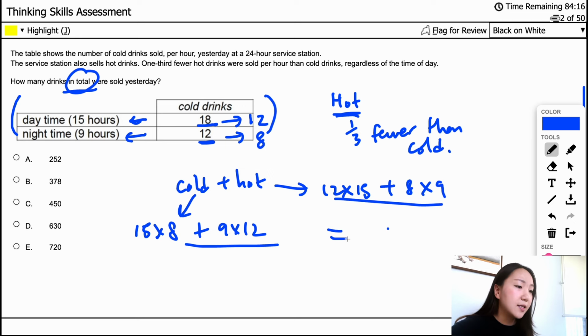I'm going to use a calculator. You guys can practice your mental maths, I'm sure. Plus 5 times 12. Plus 5 times 15. Plus 8 times 9 plus... Okay, so the answer on that is 630. So the answer is D.